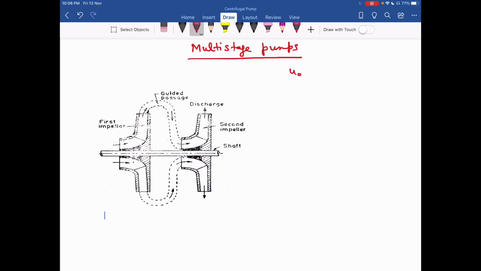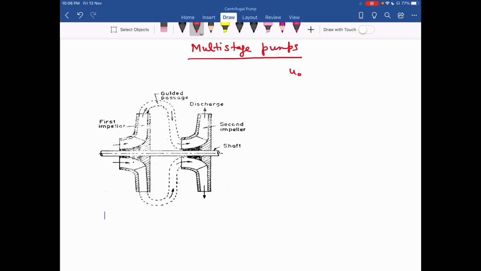Okay. So we have two different impellers. In between these two impellers, there is one row of guide blades. Okay, and that whole system we enclose in a casing, and that becomes a multi-stage pump. Okay, so that becomes a multi-stage pump.